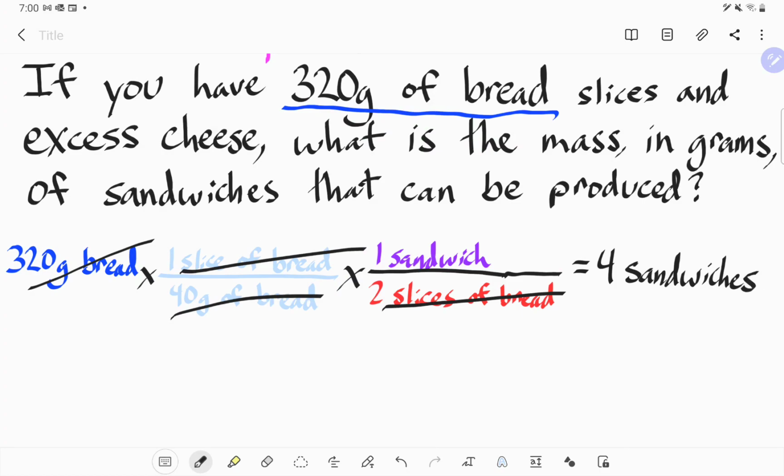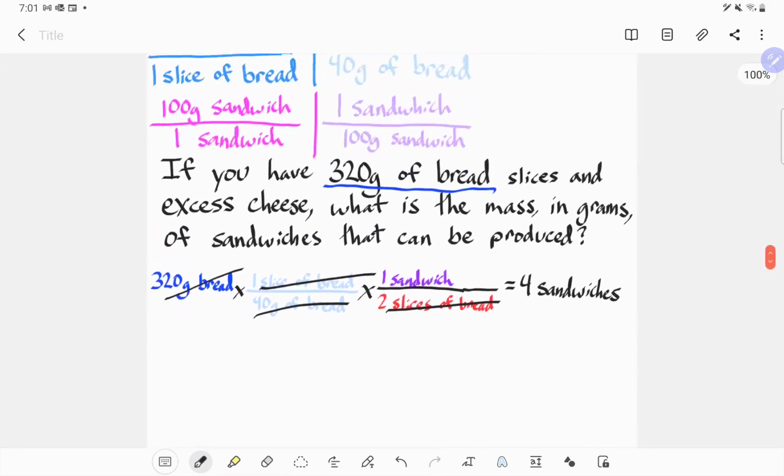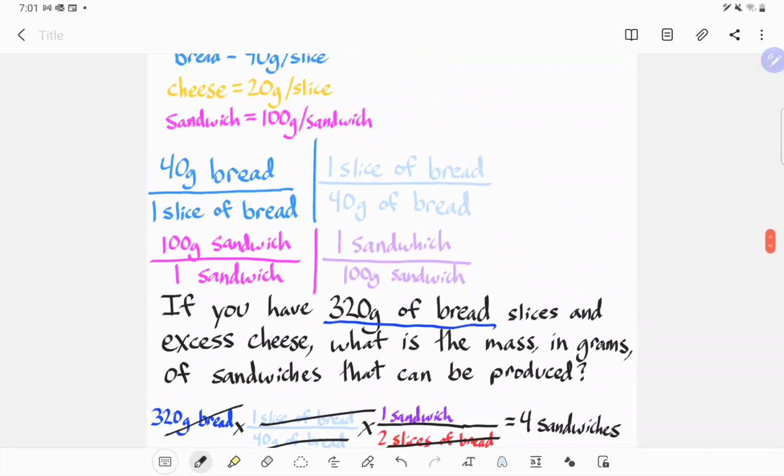So this is just another way to solve this problem. But in doing so, you can cancel out units, and you know that you got the right answer because all of the units canceled, and you're left with the units that you were looking for. So 4 sandwiches.